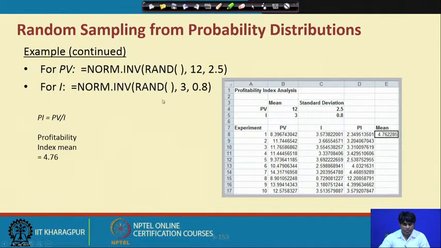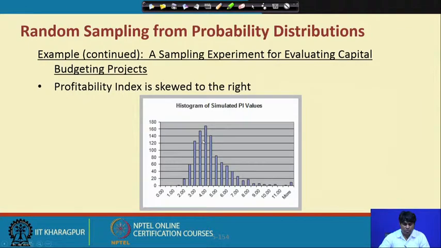Then we are giving the randomized figures, and by default we will create, actually, these are all various experiments, and as a result we have a present value generated spreadsheet, then an initial investment spreadsheet, and then finally the profitability index.